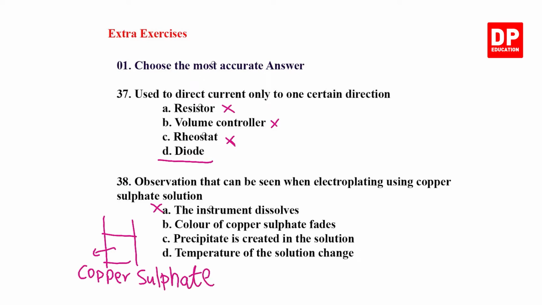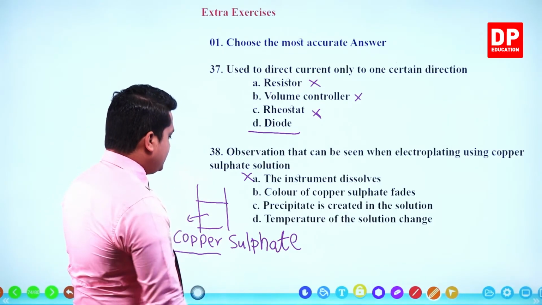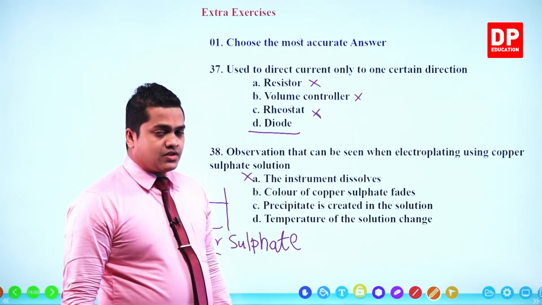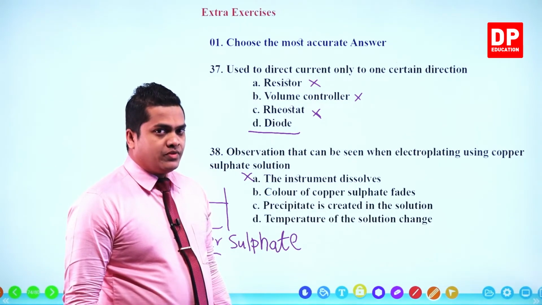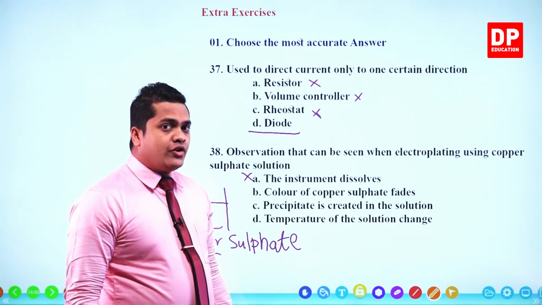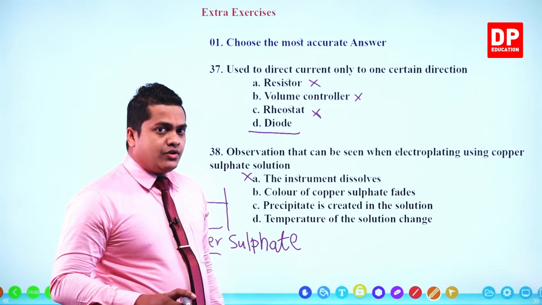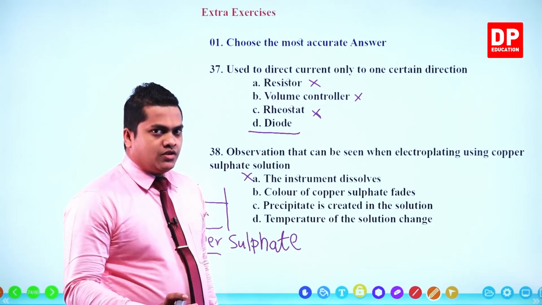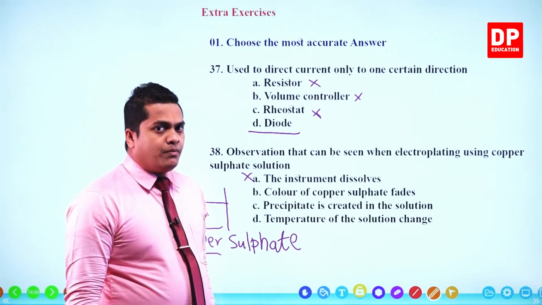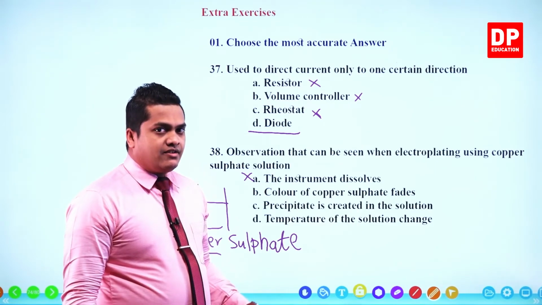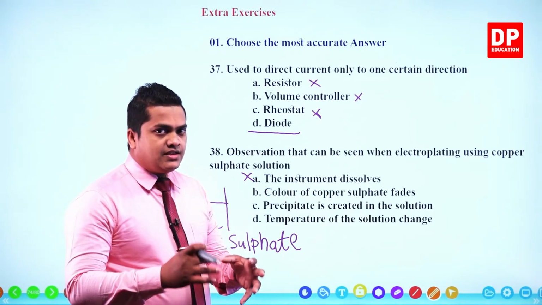So within the solution there is copper. Now this copper is the one which is getting extracted from the solution and which is getting plated on the object or the instrument. In order to increase the plating process, or in order to give out a push, we are using a copper plate. So by that way we can increase the concentration of copper within the solution.